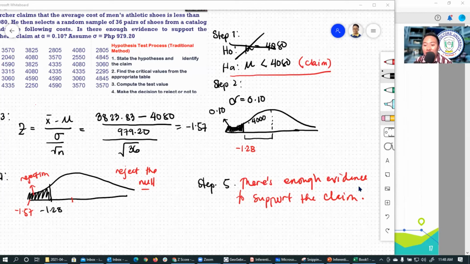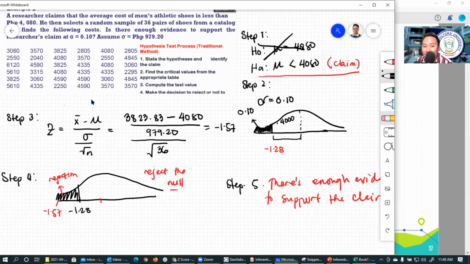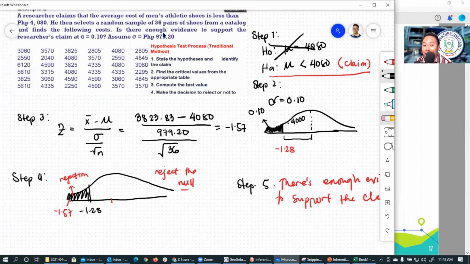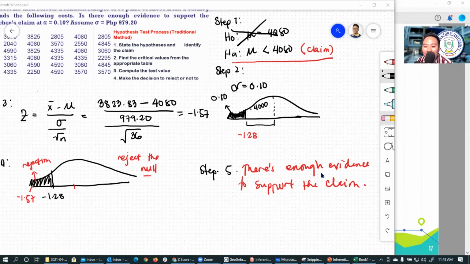Sir, where did you get the 3823? Isn't that the sample mean, Jack? And then the researcher picks 36 pairs of sample from the catalog. So these are the prices of the 36 pairs. You just have to add them and compute for the mean. That's the sample mean. Very good. So question so far, none.